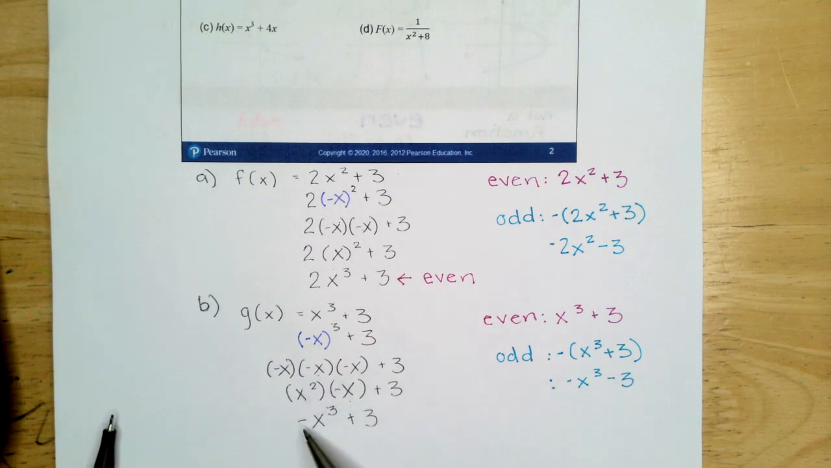So when I look at my final answer, g of x equals negative x to the third plus 3, it is not even because that x to the third became a negative, but it's also not odd because the positive 3 did not become a negative 3. So this one is neither.